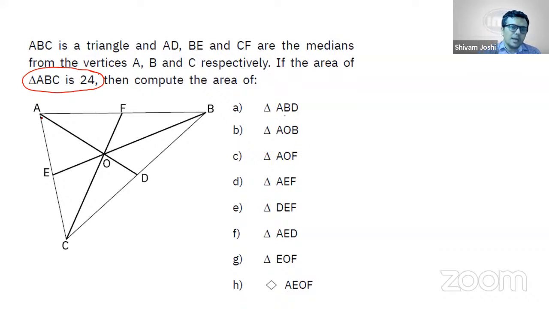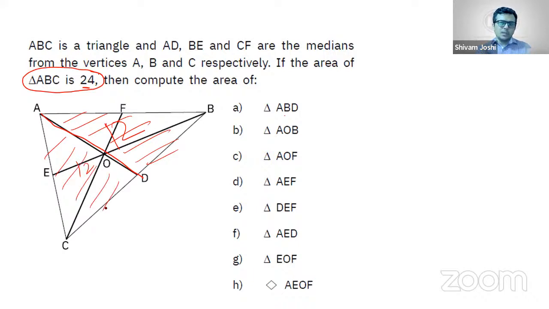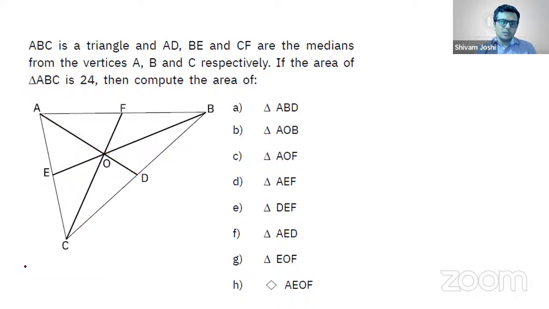So first thing we know, remember the properties now. A median divides the area of a triangle into two equal parts, which means if the total area is 24, by drawing a median, this area becomes 12 and the remaining area becomes 12, right? So this is one thing I know. Second thing that I know is the centroid divides the area of the triangle into six equal parts. So 24, if I divide that into six equal parts, then each of these areas is 4. Correct.